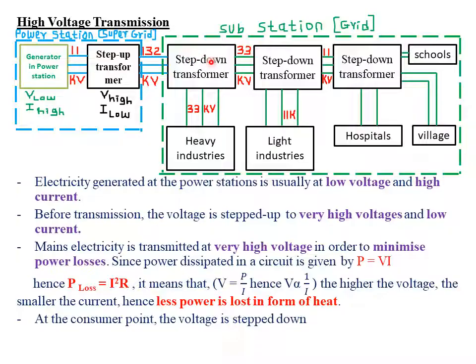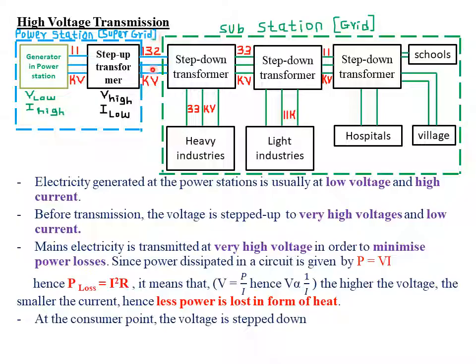So at the substations, we have what we call the grid. So the grid is usually connected relatively closer to the ground because it is carrying low voltage power as compared to the super grid. So the super grid is usually connected very high from the ground to reduce the effects of electric shocks. So within the substation, we need to step down this particular power.